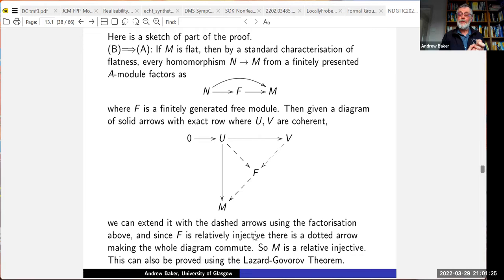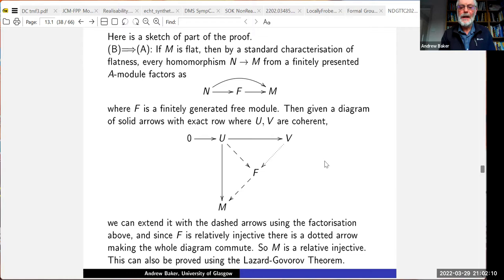So if you start with a flat module and you take your diagram, your exact sequence here of coherent modules, and you have a map out to M, first point is that if we assume that M is flat, we can factor through a free module. So we get this finitely generated free module, but we already know that finitely generated free modules are injective, at least relative to coherent modules. So we can put in a dotted line there and compose, and we get our splitting. So that's the proof of flat implies relative injective.